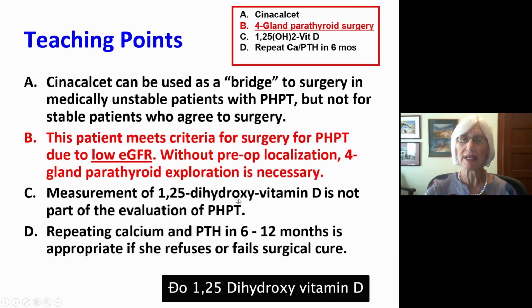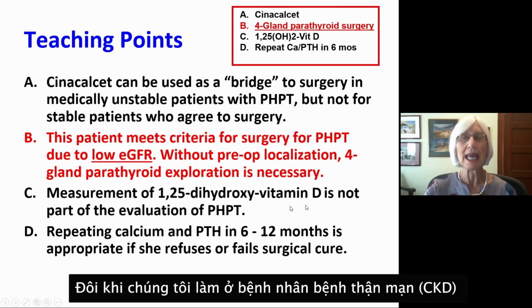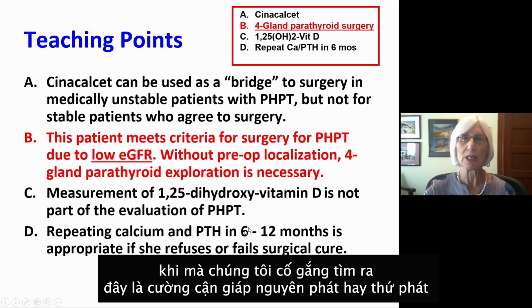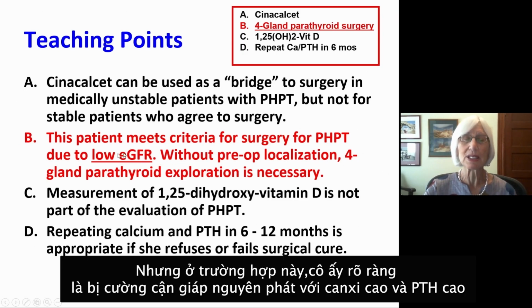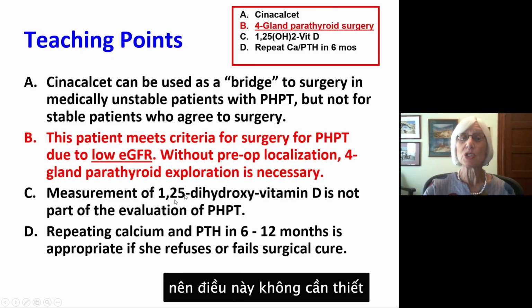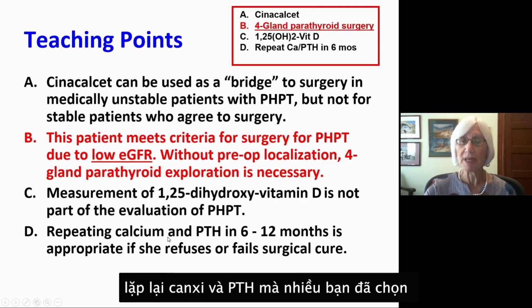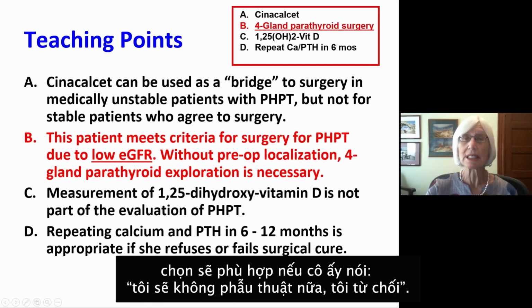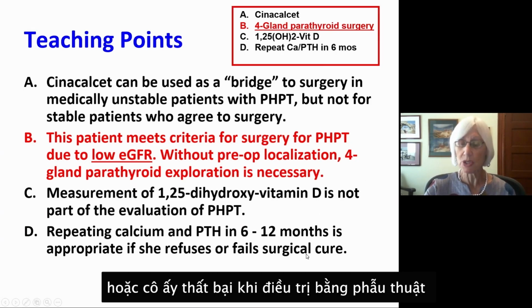The measurement of 1,25 dihydroxyvitamin D is something we sometimes do in patients with CKD when we're trying to figure out is this primary or secondary hyperpara. But in this case, she clearly has primary hyperpara with a high calcium, high PTH, and CKD. So this is not necessary. Repeating calcium and PTH, which a lot of you picked, would be appropriate if she says, I'm not going to have surgery, I refuse, or she fails a surgical cure.